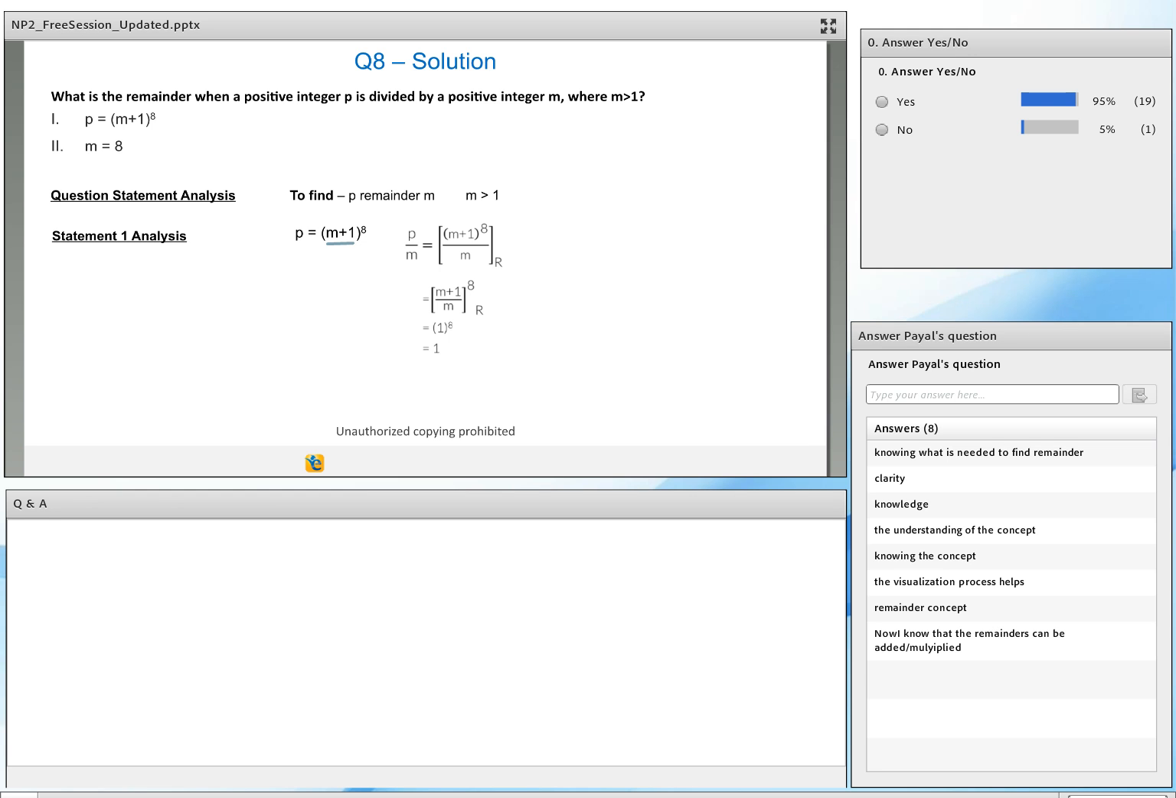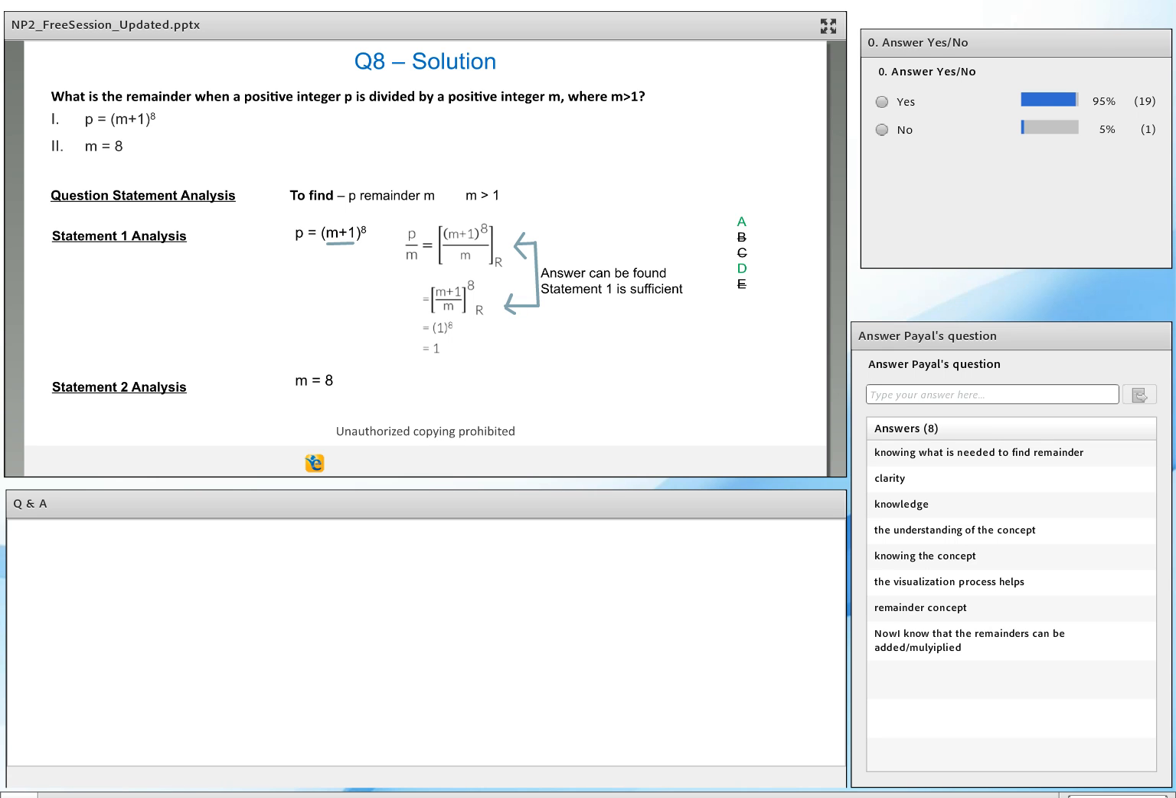So I can find the remainder of M plus 1 by M and raise that to the power 8. Here I'm applying my simplification skills, because I know this concept and I'm utilizing it to simplify my calculations. M plus 1 remainder M will always give me the number 1. So 1 raised to the power 8 is nothing but 1, so I can find the answer. Statement 1 is sufficient.